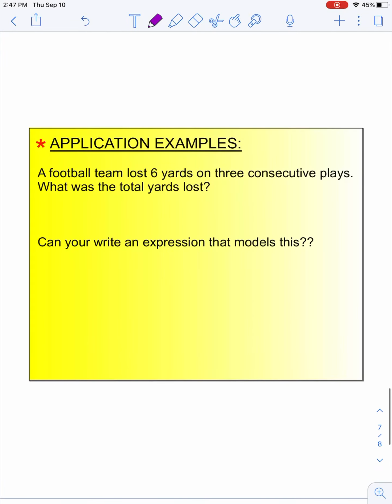And here's another one. I'd like you to give this one a try. Pause the video, give the problem a try, write down your answer, and then check back. So it lost 6 yards on 3 consecutive plays, so -6 and -6 and -6 gives us -18, or -6 times 3. And this is the expression right here that actually models that situation.